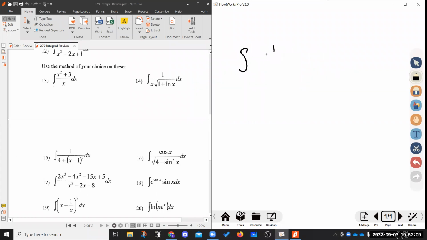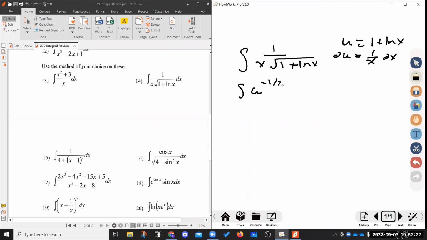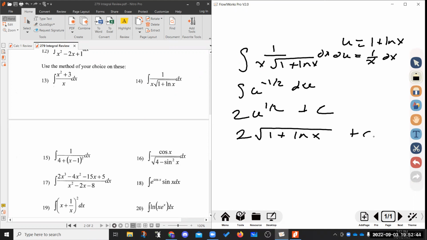Number 14, I'm going to use u substitution. Let u be 1 plus ln of x. Du is going to be 1 over x dx. So this is going to be u to the negative 1/2 du. This is going to be u to the 1/2 becomes the reciprocal of 1/2 plus c. Going to be 2 times the square root of 1 plus ln of x plus c. I'll write it back with a square root since I had a square root to start off with.